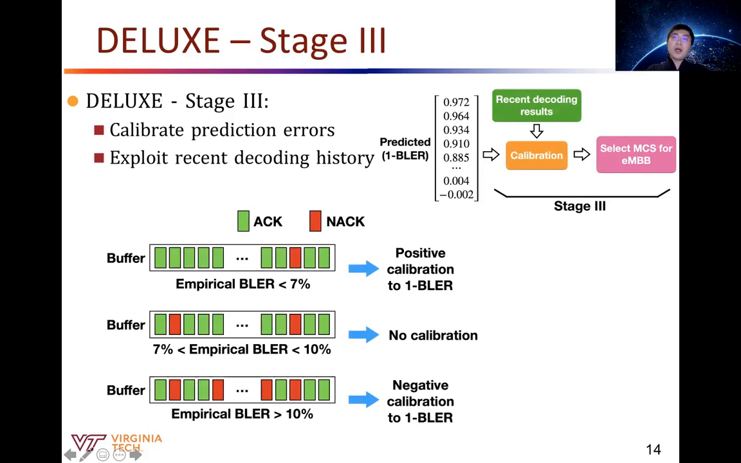As an example, assume the target BLER is 10%. If the empirical BLER is far below the target, which implies that the neural network underestimated the 1 minus BLER values, we add a small positive calibration to the predictions. On the other hand, if the empirical BLER exceeds the 10% target, we add a small negative calibration to the neural network's output predictions. With such predictions in stage 3, although the BLER may violate the target for some TTIs, it will be brought back to the target very quickly.